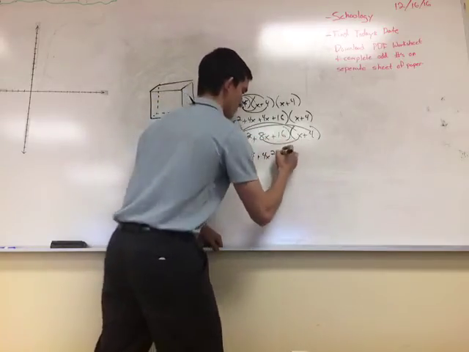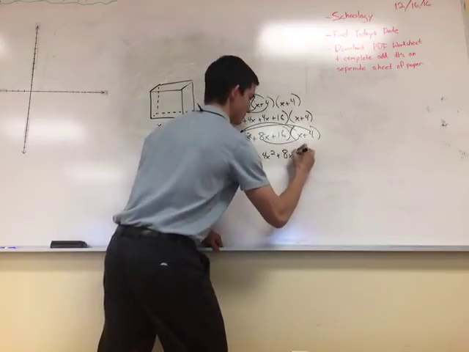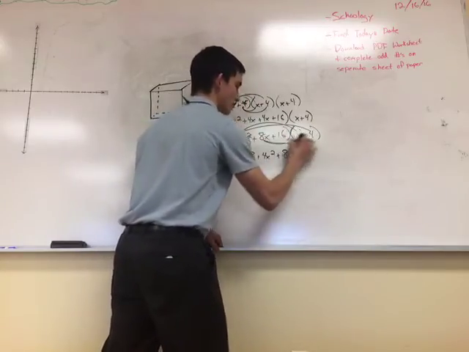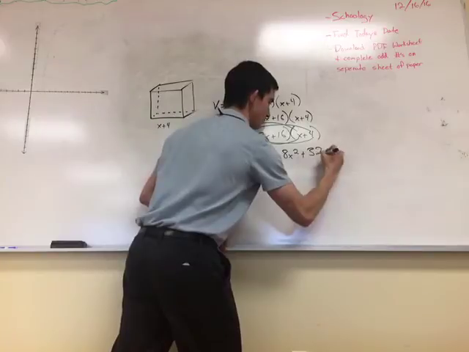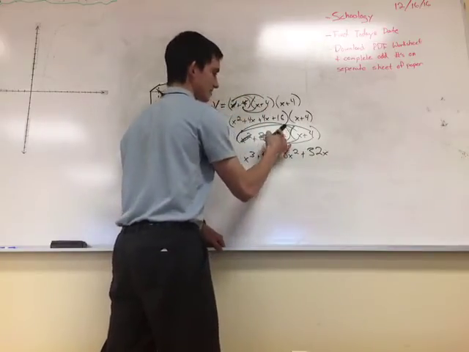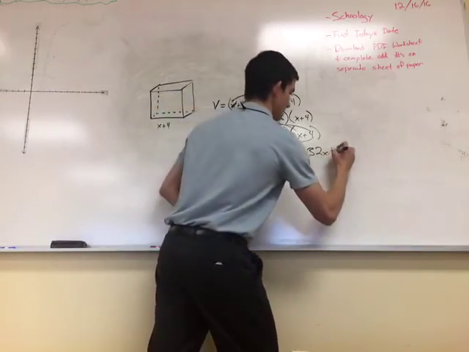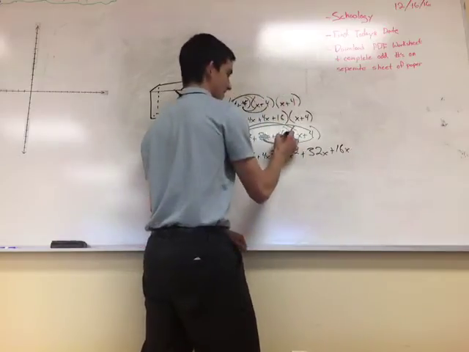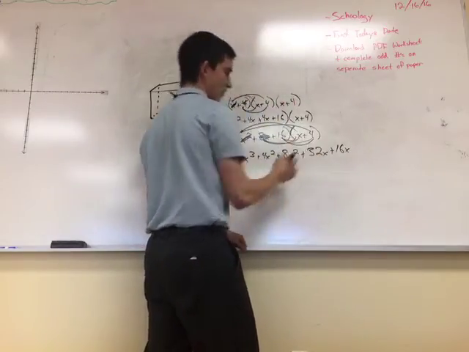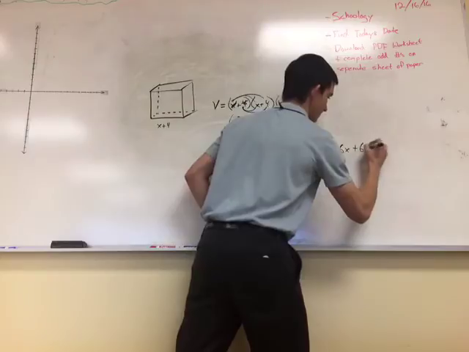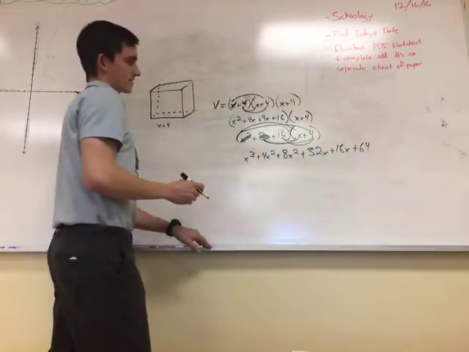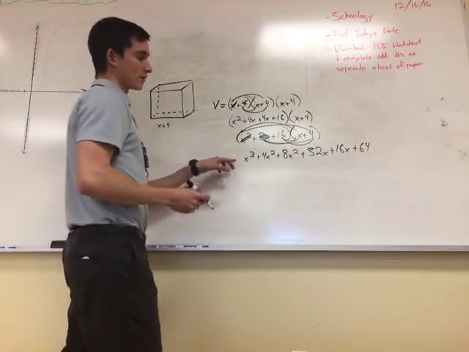8x times x is going to be plus 8x squared. 8x times 4 is going to be plus 32x. So I'm done using this. 16 times x is going to be plus 16x. And 16 times 4 is plus 64. Alright.